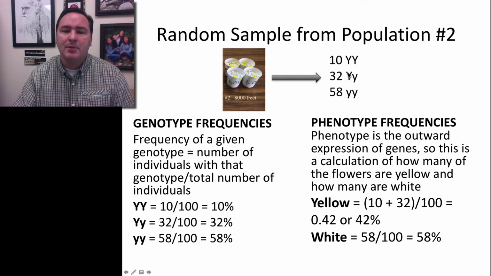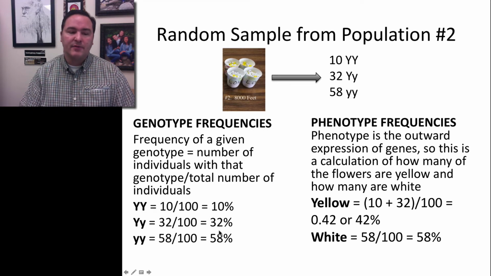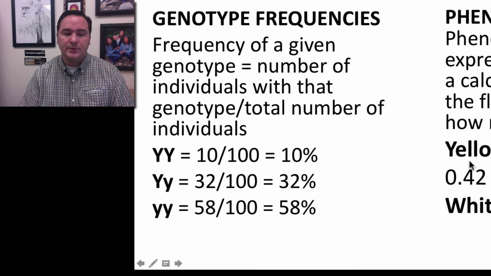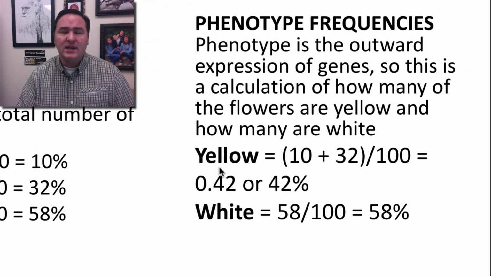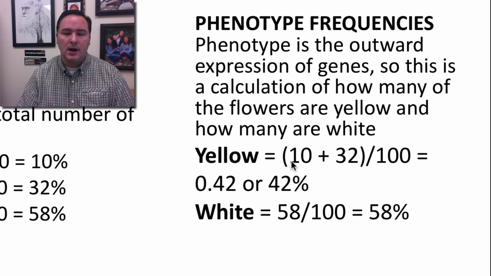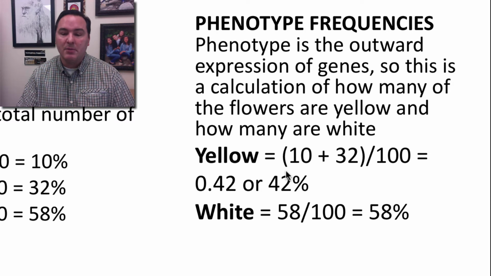When I go in and sample, I get 10 big Y big Y, 32 big Y little y, and 58 little y little y. So my genotypic frequencies are 10, 32, and 58. And my phenotypic frequencies are the number of big Y big Y, 10, plus the number of big Y little y, which are 32. So that equals about 42% of the population having yellow flowers.